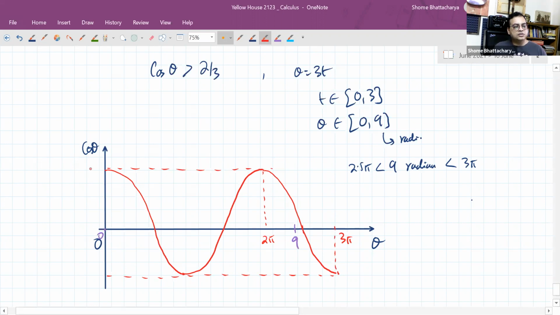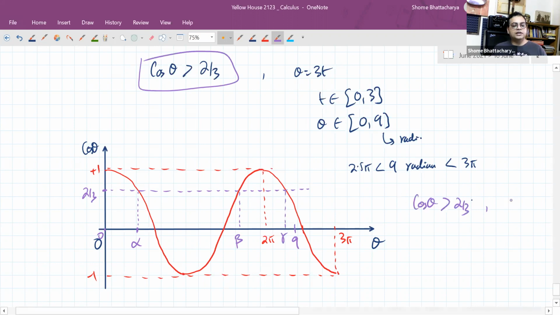Okay. Now we know that this value is plus 1. This value is minus 1. So my 2 by 3 point will be somewhere here. Okay. So what I have to do is I have to draw a line like this. Okay. And we will see that there is some value which is, let's say, alpha over here, some value which is beta over here, and some value which is, let's say, gamma over here. So this condition now in the graph, you can see that cos theta is greater than 2 by 3, which was my condition for V to be positive, is satisfied for theta being between 0 to alpha, okay, union with beta to gamma.